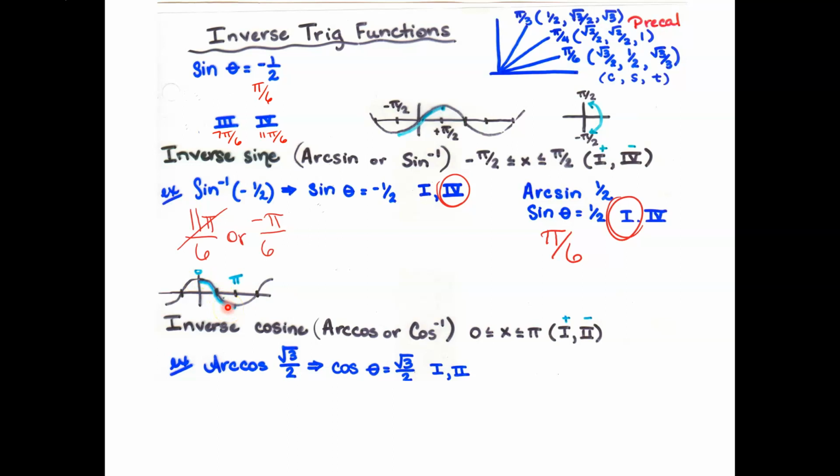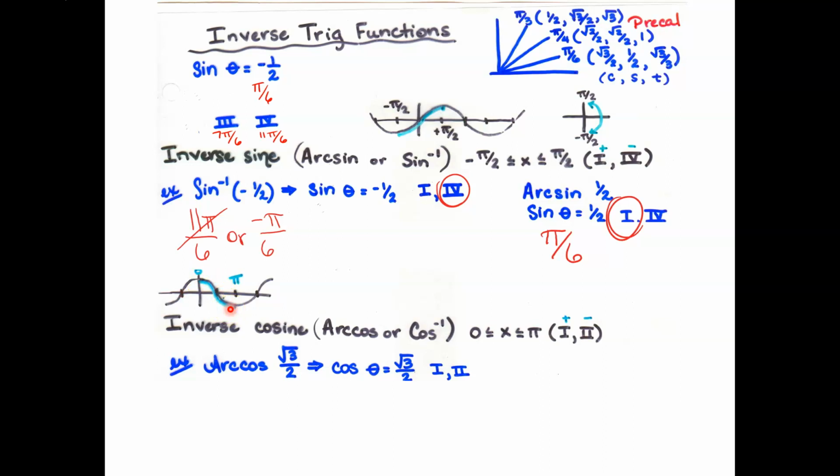Okay, well, why didn't they just use the same region that they did for inverse sine? Why didn't they use from negative pi over 2 to positive pi over 2? Well, if you'll notice, that still would not pass a horizontal line test, right? So that's why we have to select a different region. We're going to use the region from 0 to pi.